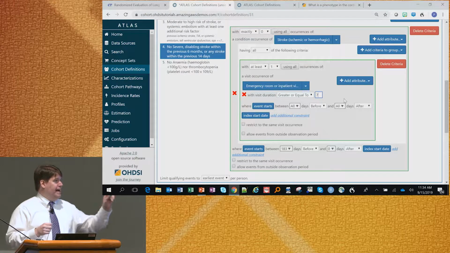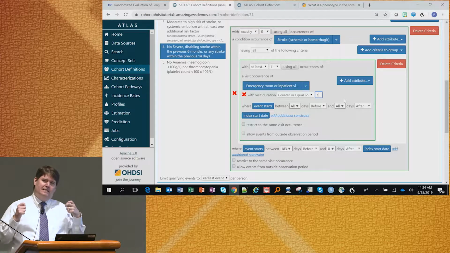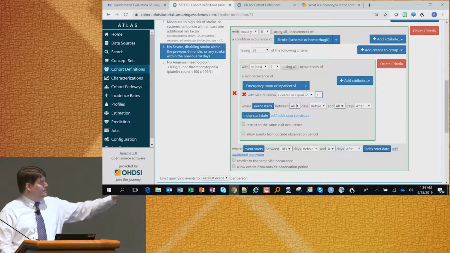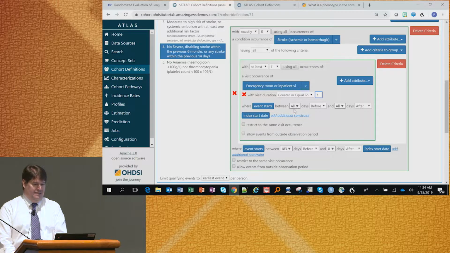So far so good. We have the length of that stay defined. Now we have to say where that visit has to occur around. So this is going to be... just pay attention to what I'm doing. If you're trying to follow along, just follow my lead here.